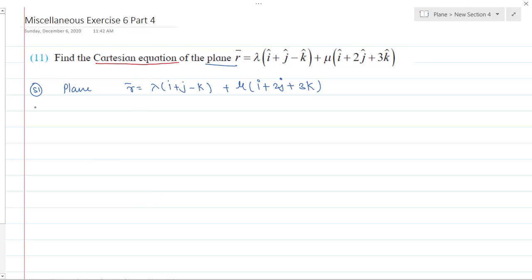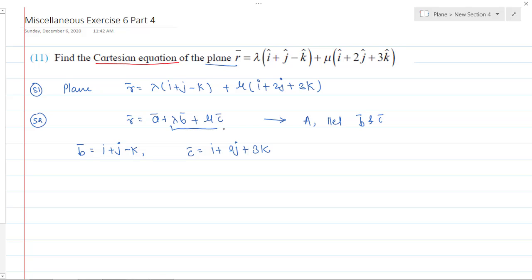This is one of the formulas where we have seen the 10 important formulas of this topic. Let's compare this with the standard equation, which is r bar is equal to a bar plus lambda b bar plus mu c bar. I hope you remember this. After comparing, b bar is i plus j minus k and c bar is i plus 2j plus 3k. This is the equation of the plane passing through the point A and parallel to B bar and C bar. That's why we have written B bar and C bar in the linear combination form. The concept is very important. That's why I told you again and again.